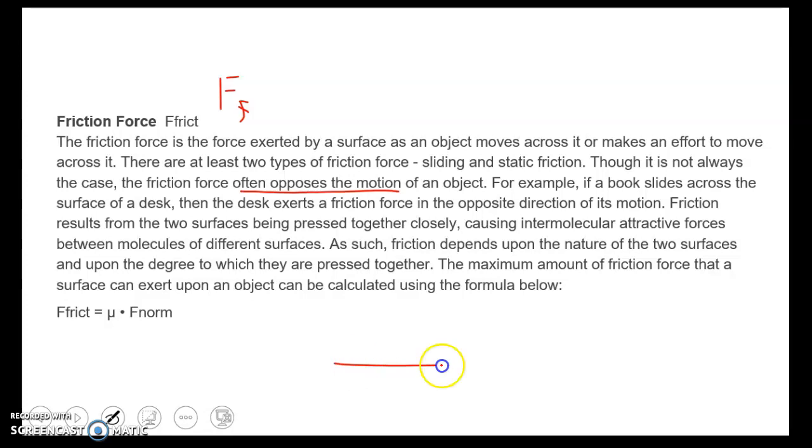For example, a book sliding to the right: if you're pushing it to the right, you're applying a force in that direction, but then there's going to be some friction going backwards. As long as you're accelerating, your applied force will be greater than that of friction. Usually the surfaces are pressed together, and the molecules are rubbing together, and that's what causes this force. Friction depends on the nature of the surfaces, so depending on what's rubbing against each other, there could be more or less friction, which would affect the acceleration of our object.